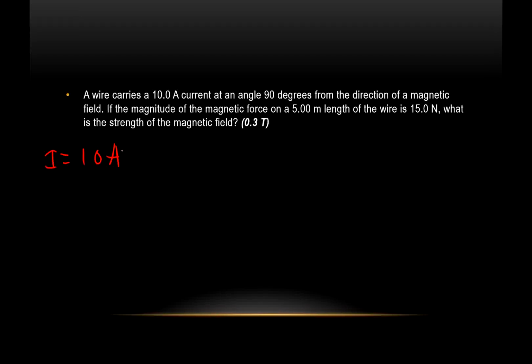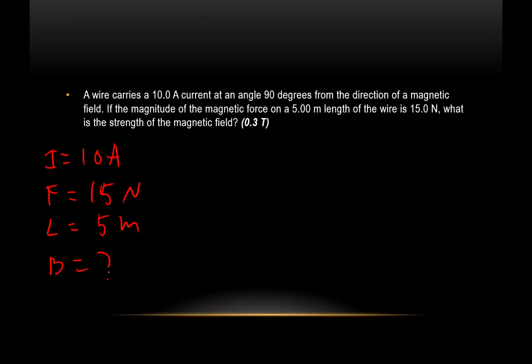If the magnitude of the magnetic force, not magnetic field, magnetic force, that's my force, that would be 15 newtons. The magnetic force on 5 meters of length is 15 newtons. Don't write down that magnetic force as 5. It's not. It's 15. Make sure you're paying attention. So we're told 5 meter length. Well, that's my length. That will be 5 meters. What is the strength of the magnetic field? That is B.